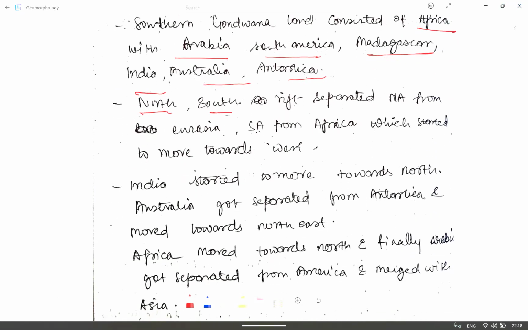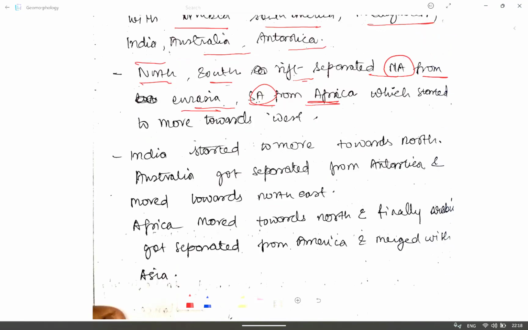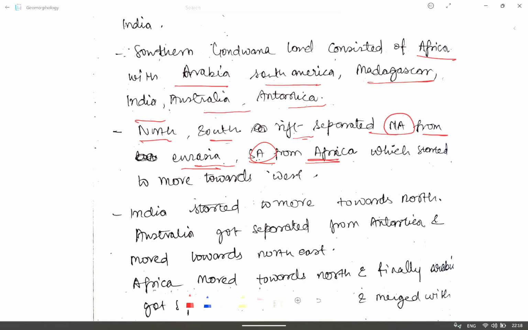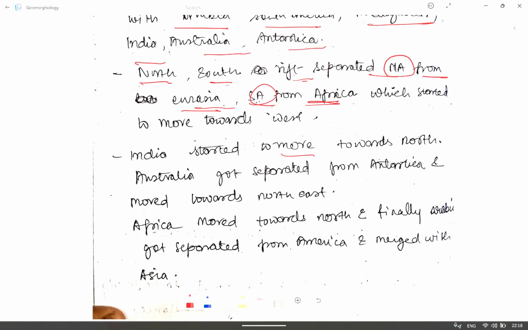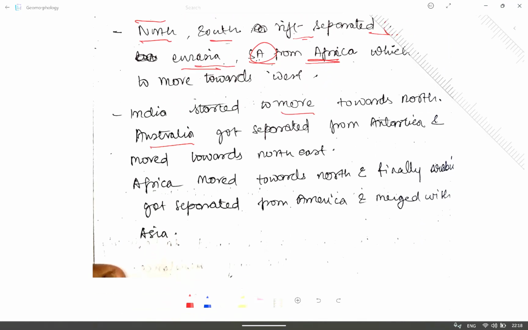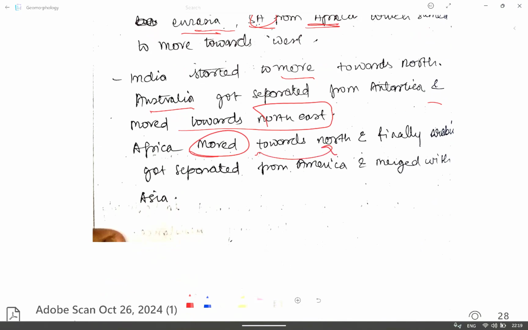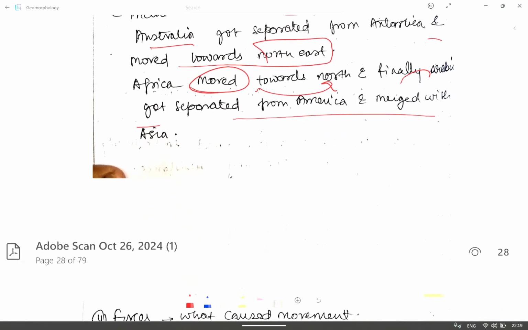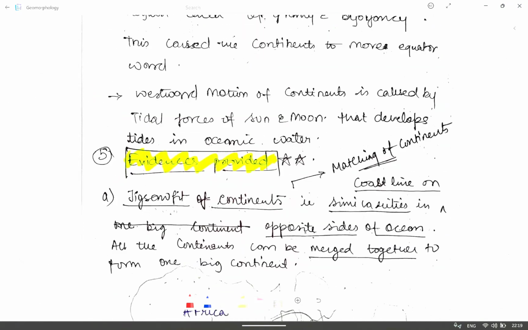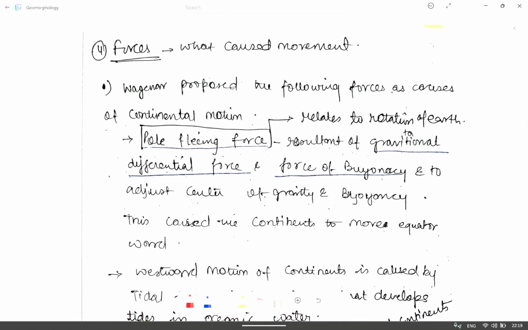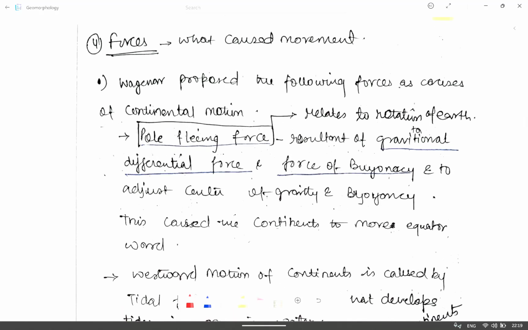Now the north-south rift separated North America from Eurasia, and South America from Africa, which started to move towards the west. India started to move towards the north, and Australia got separated from Antarctica and moved towards the northeast. Africa moved towards the north, and finally Arabia got separated and merged into Asia. So this is the whole continental drift theory, how there was a distribution of the continents over a period of time.